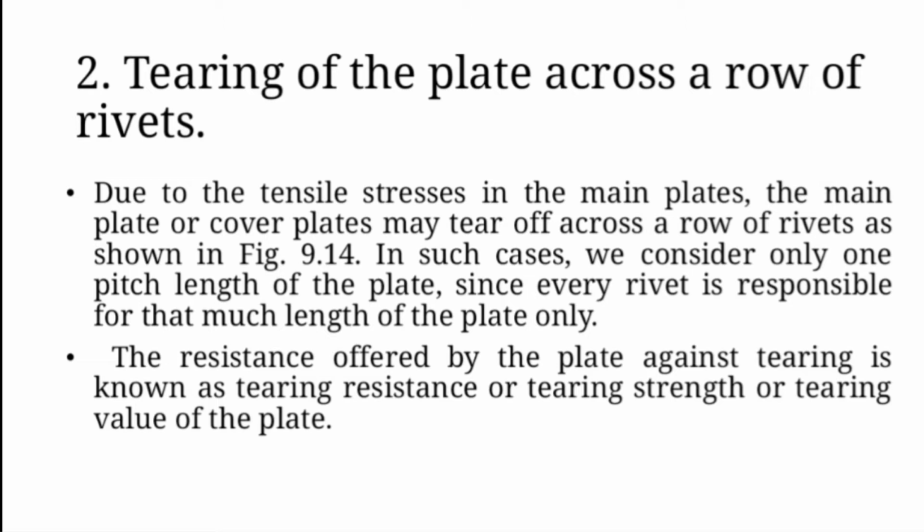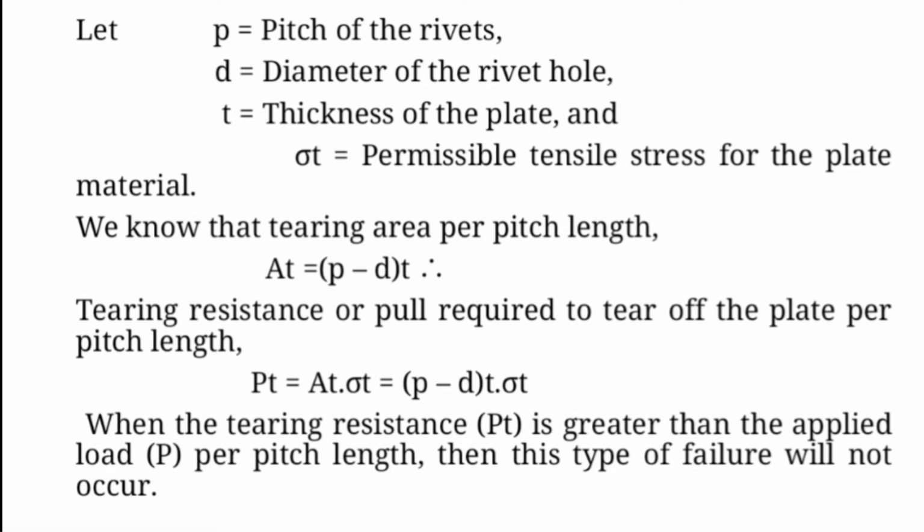Due to the tensile stress in the main plate, the main plate or covers may tear off across a row of rivets. In such cases, we can consider only a pitch length of the plate, since every rivet is responsible for that much length of the plate only. Let p be the pitch of the rivets, d the diameter of the rivet hole, t the thickness of the plate, and sigma t the permissible tensile stress. So we consider the tearing area per pitch length.